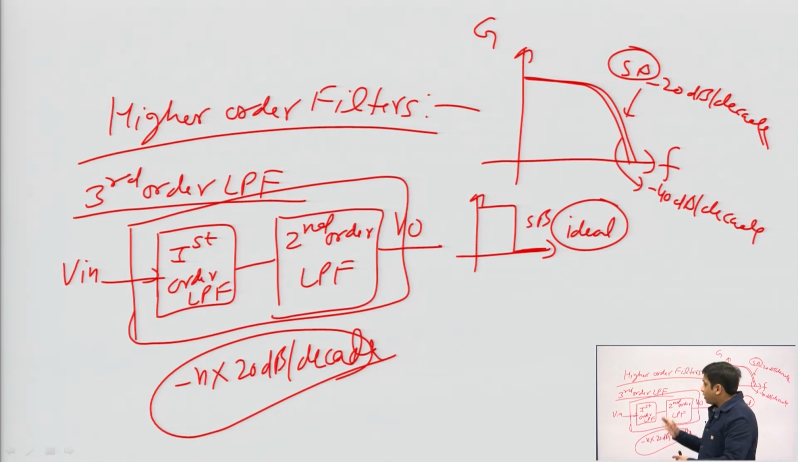So, the point is that higher order filters can be designed with the help of first order and second order filters. That is why we are focusing more on first and second order filters, because with their help we can design third order, fourth order, fifth order, nth order filters.